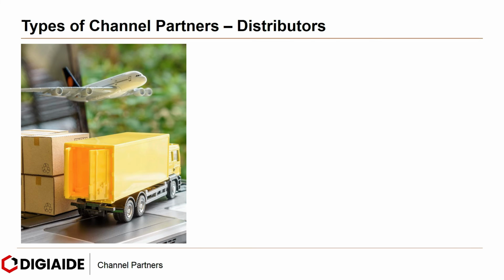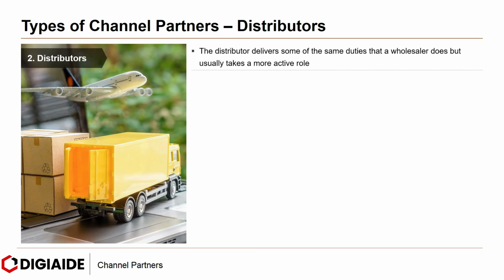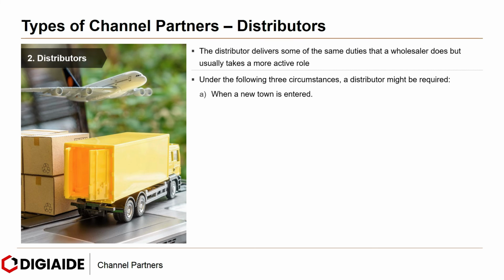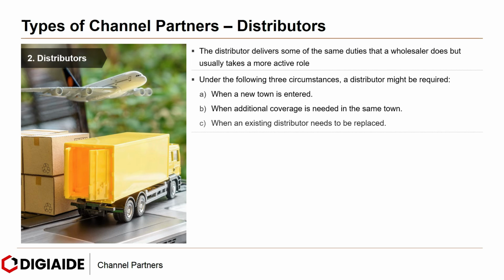Moving on to the other channel partners, distributors. The distributor delivers some of the same duties that the wholesaler does, but usually takes a more active role. Under the following three circumstances, a distributor might be required. First, when a new town is entered. Second, when additional coverage is needed in the same town. And third, when an existing distributor needs to be replaced.